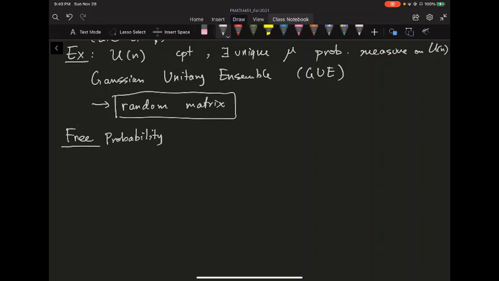So what is free probability? Well, the idea is the following. Let me briefly talk about this. Suppose you have, let's say, omega is some compact space, and then you can consider all the continuous functions on your compact space, and you can consider its dual space.